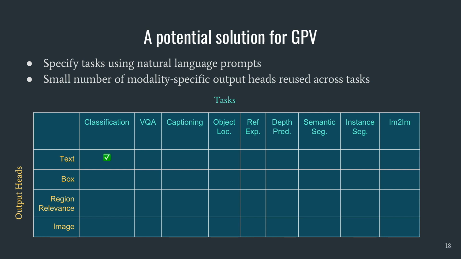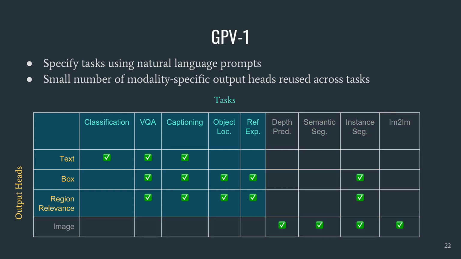Classification labels could be predicted by the text head. VQA and captioning could use the text head for predicting answers and captions, and box and relevance heads for predicting interpretable attention maps on the images. Box and relevance heads could also be used for object localization and referring expression comprehension. And finally, the image head could be used for tasks such as depth prediction, semantic segmentation, instance segmentation, and image-to-image translation. In this work, our first attempt at creating a general-purpose vision system focuses on the highlighted output heads.